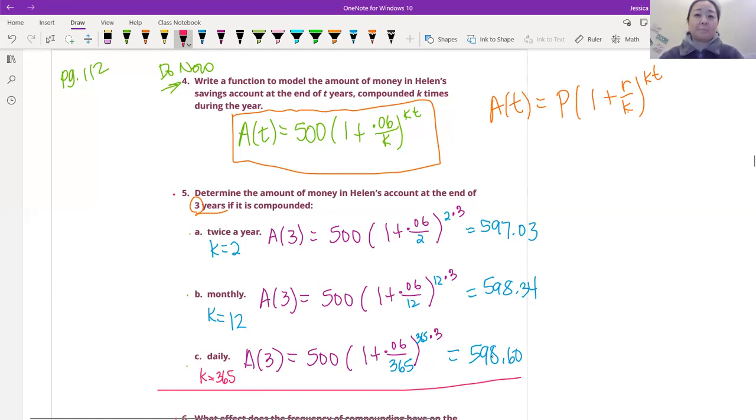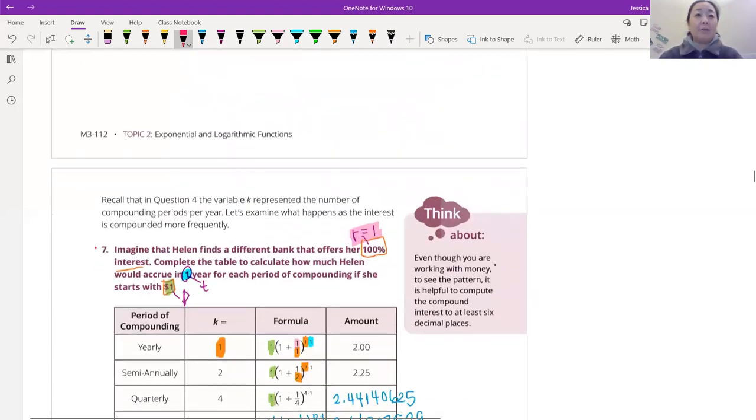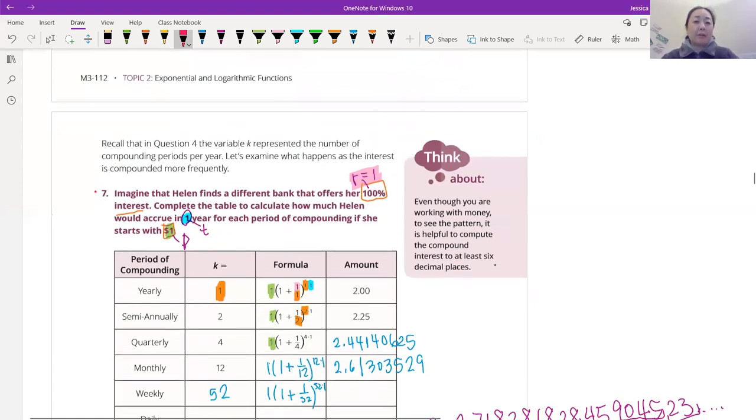And if you can imagine, what if instead of 365 days, we did it every hour, right? How does that change? Is it going to keep on increasing? But notice that the increasing amount is decreasing. It's not increasing as fast. So now we're going to go on that idea and extend this. We're going to look at this imaginary bank, because there's no bank that will do this. And if you know a bank that does this, please let me know. I would like some in on the action.